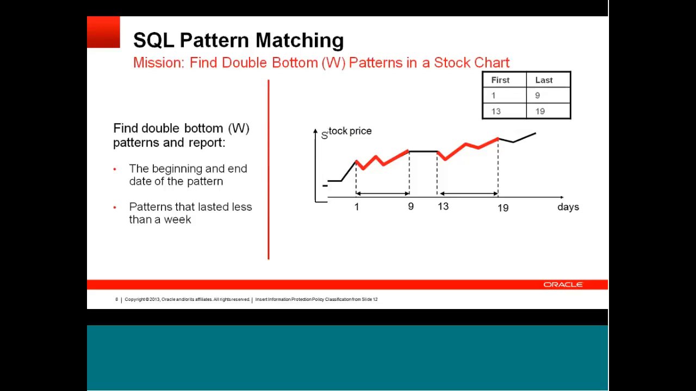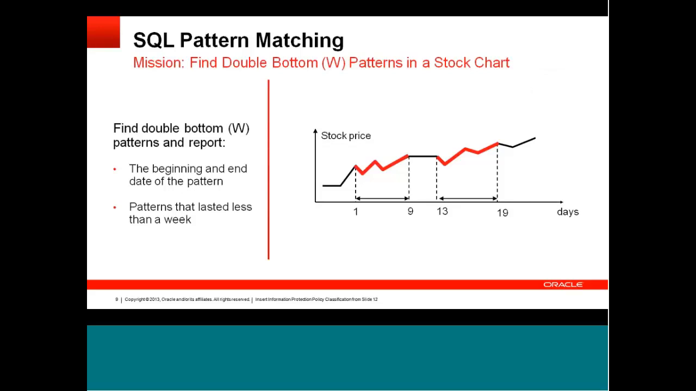And then finally, you will subtract the start date from the end date to identify the patterns which lasted less than a week's time. In this example, the first W pattern is discarded as it lasts 9 minus 1, 8 days, and the second W pattern is identified as a pattern of search as it lasted 6 days.